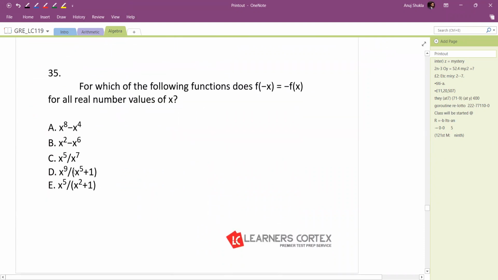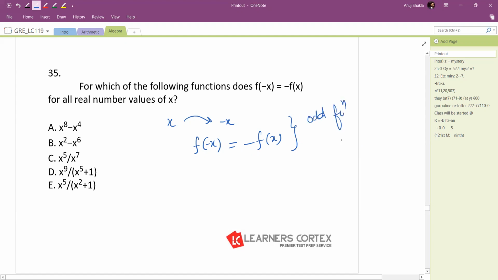This one. Which of the following functions has f of minus x equal to minus of f of x for all real values of x? Simple thing they are saying is, instead of x, if you are putting minus x in the function, then whatever the function you are getting after f of minus x, the negative thing should come out. In algebra, if you have studied in your 12th class, what are these functions called?